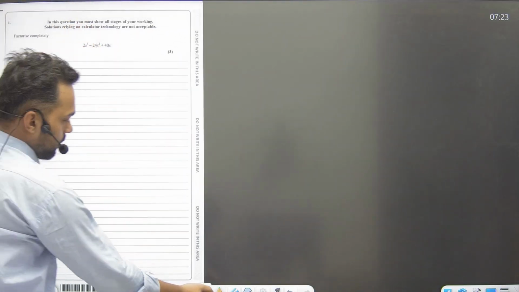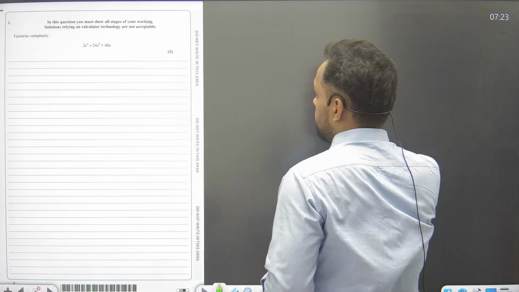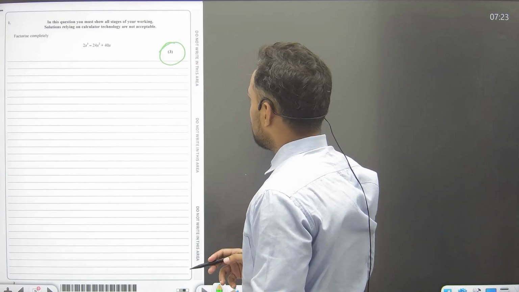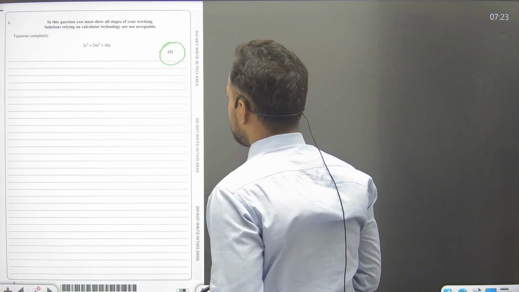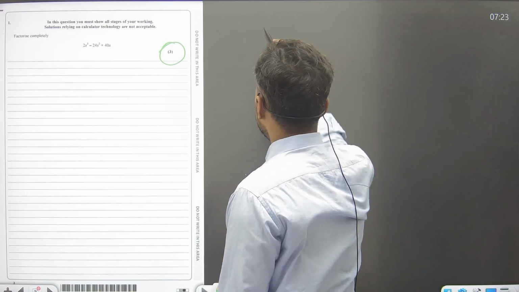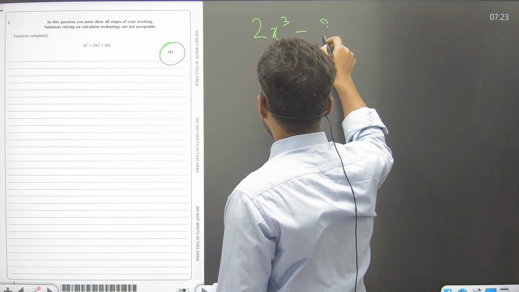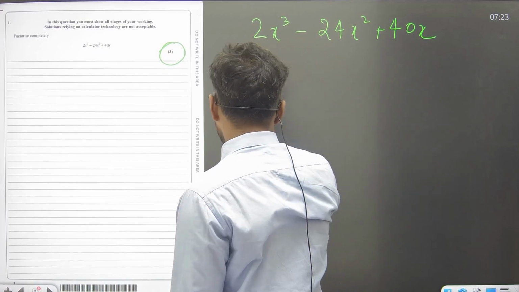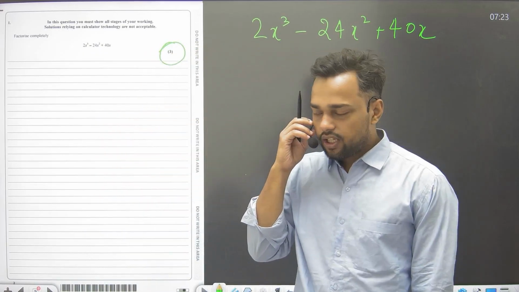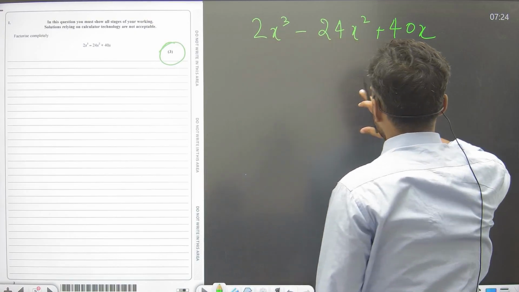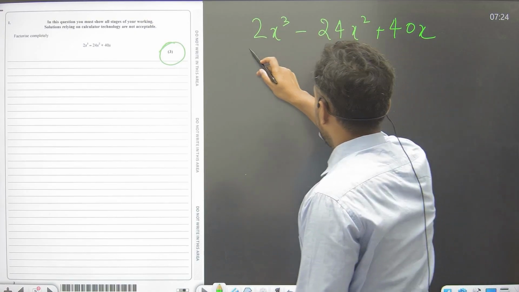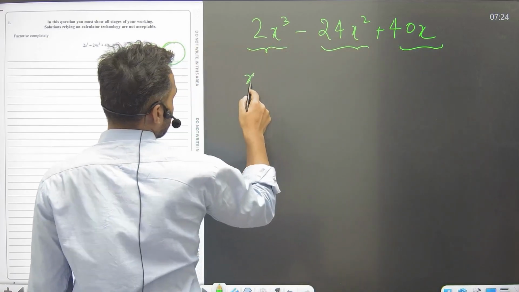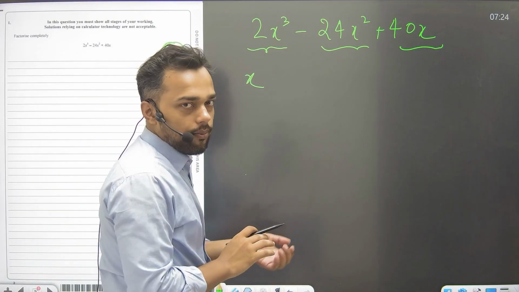The first question is of 3 marks, and it says factorize completely 2x^3 - 24x^2 + 40x. We need to factorize. First we need to see what is the common term. We can analyze that the common term present in every term is x, so first we take out x as common.